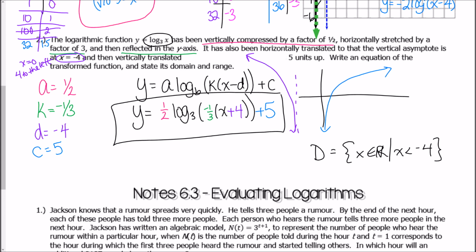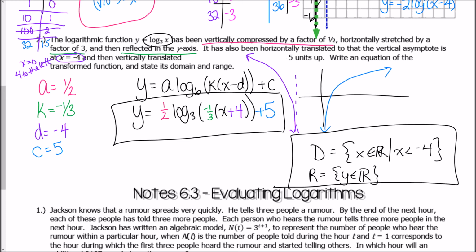Now the range will still be all y values, all real values, because we have a vertical asymptote here. It's going to go to -infinity, and this extends to +infinity right here. So our range is going to be y is an element of the reals. Let's just go ahead and graph it out in Desmos to verify that we got this domain and range correct, and then we'll be done.